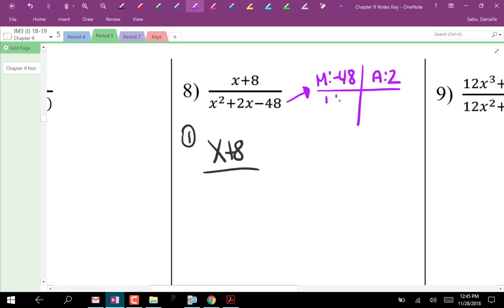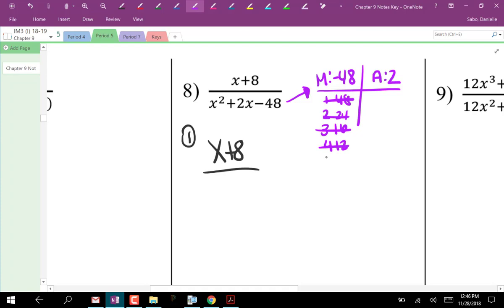So I have 1 and 48. That doesn't work. 48 divided by 2 is 24. Still not going to work here. Again, if you're someone that got 6 and 8 right away, don't do all this work right now. 3 and 16 doesn't work. Let's try 4. 48 divided by 4 is 12, so 4 and 12. Still not going to get me 2.